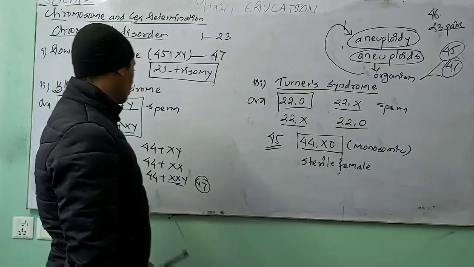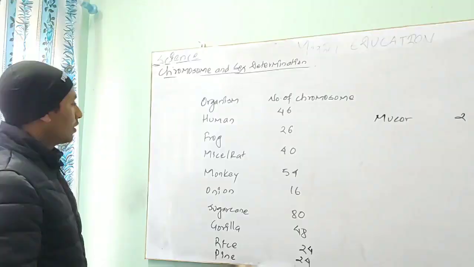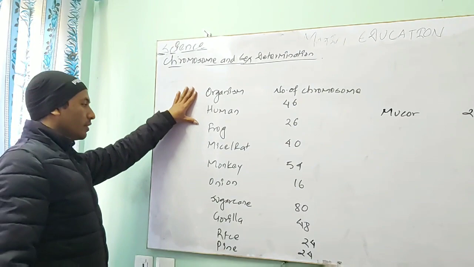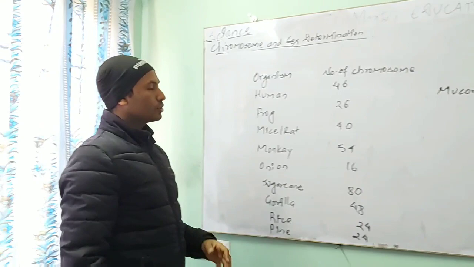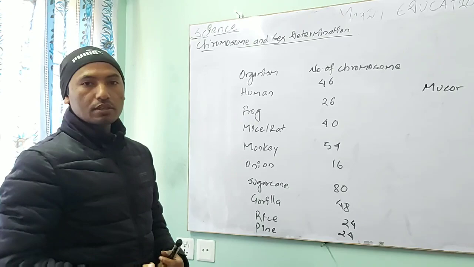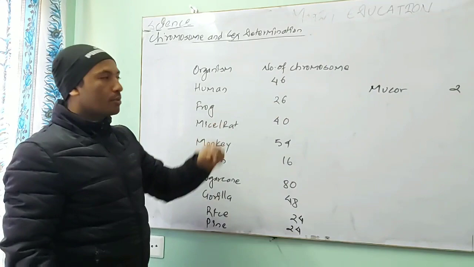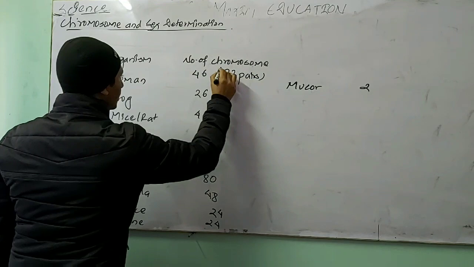Okay, so here are certain organisms with the number of chromosome present here. Don't get confused between the number of chromosome and the pairs. Okay, in examination you might get the question, write the number of chromosome, and if you write the number of pairs, that might not allow you to gain the marks. In human, there are 46 number of chromosome, altogether 23 pairs. So it is different. Look, in frog, there are 26 number of chromosome and 13 pairs.